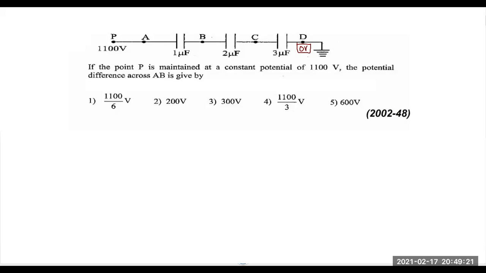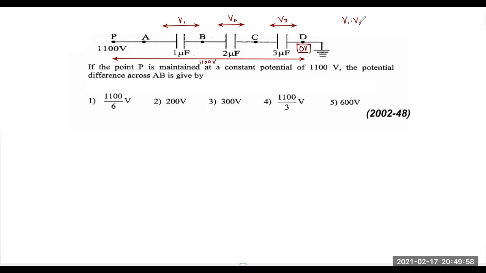Therefore, the overall potential difference between point P and point D, that is how much? 1100 volt. That is the overall potential difference. So they are asking us to find the potential difference across this one, V1. So just like usual, we will take it as V1, V2, and V3. I think we need a similar question. It should not be very hard.